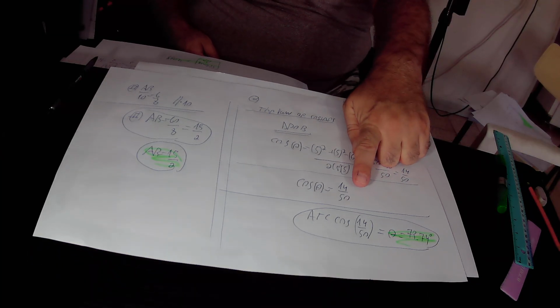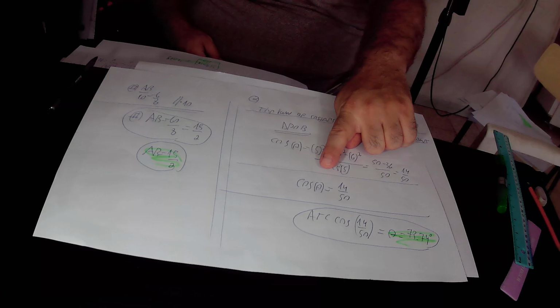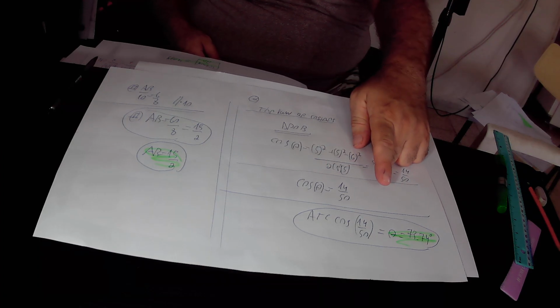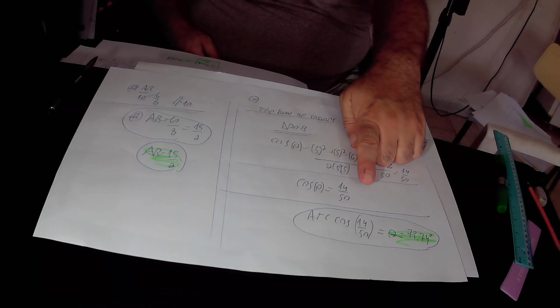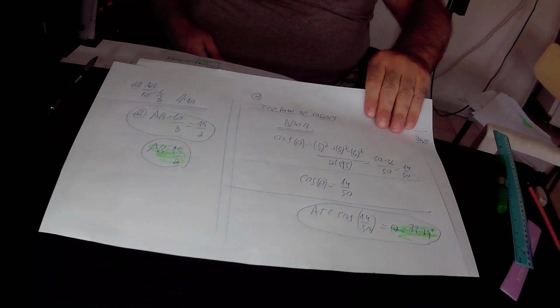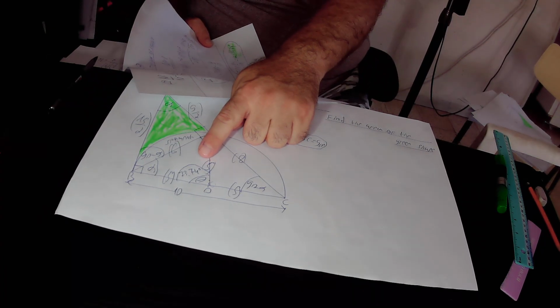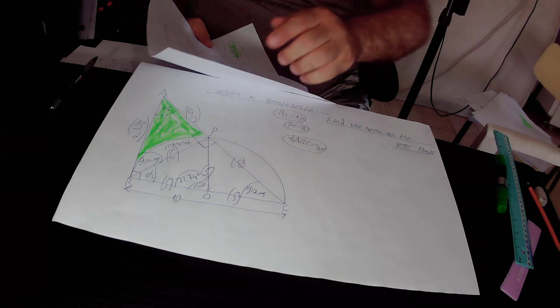So arccosine of 14 over 50 will give us angle theta itself. And arccosine of 14 over 50 is 73.74 degrees in size. So we find that the size of this angle theta is equal to 73.74 degrees.